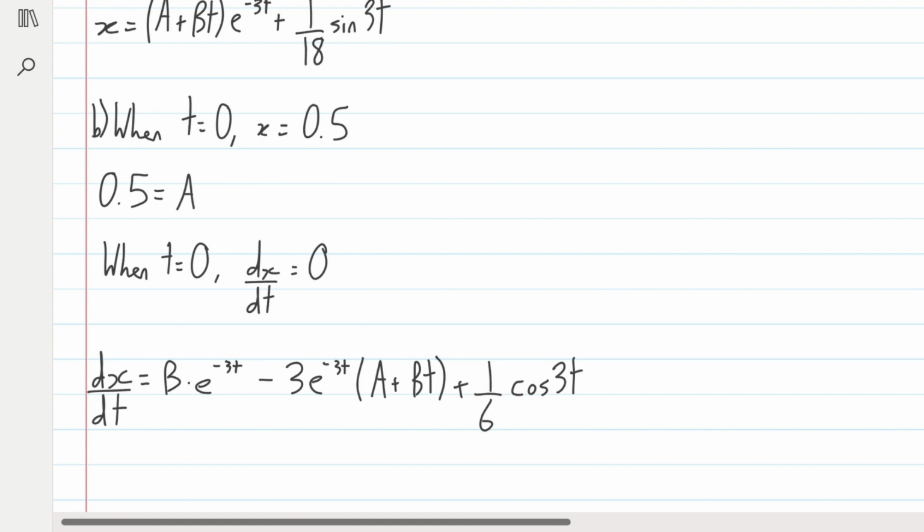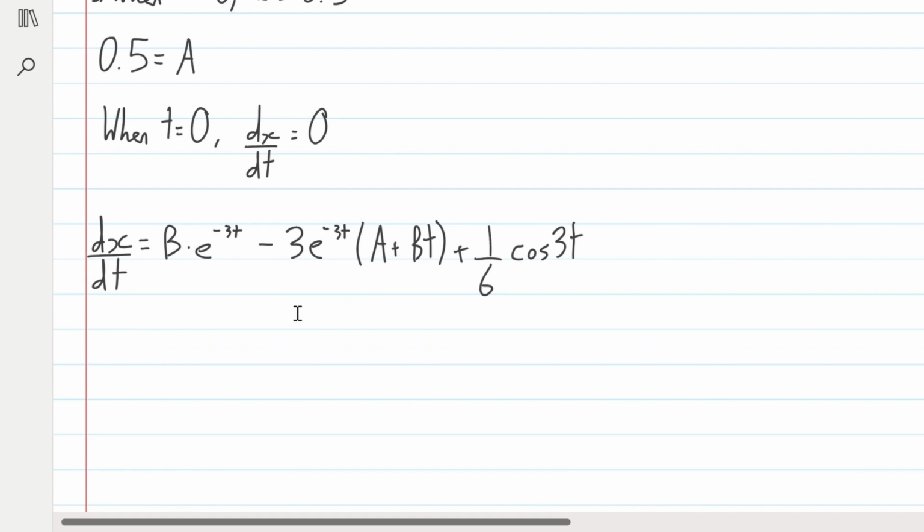So with the conditions above, we can just plug in everything now. So when t equals 0, 0 equals, it's just going to be 1 here because it's going to be e to the 0, so 1, so b times 1 is b, minus, and then we're going to have 1 here because it's e to the power of 0, which is just 1, so minus 3, and then the bt is just going to be 0, so it's just going to be minus 3a, and then the cosine of 3t is just going to be 1, so plus 1 over 6. So we have one simultaneous equation and the second simultaneous equation.